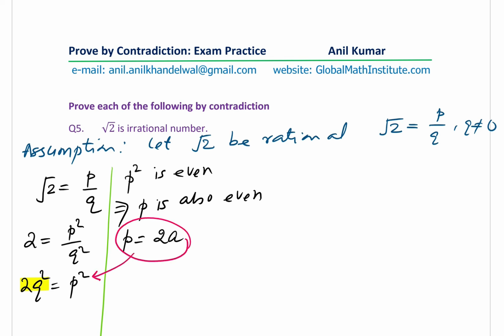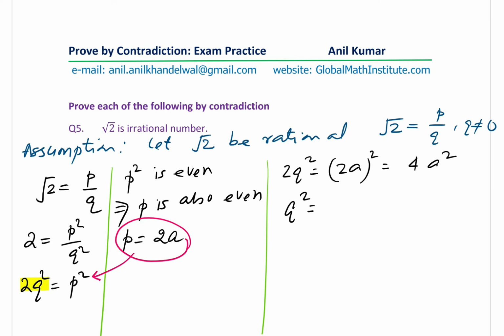So what do we get? We get 2q square equals 2a whole square, which is 4a square. Now that means that q square is equal to 2a square, which means q square is even. And that means q is even. Correct? So that means both p and q are even, right? Perfect. Which is a contradiction.